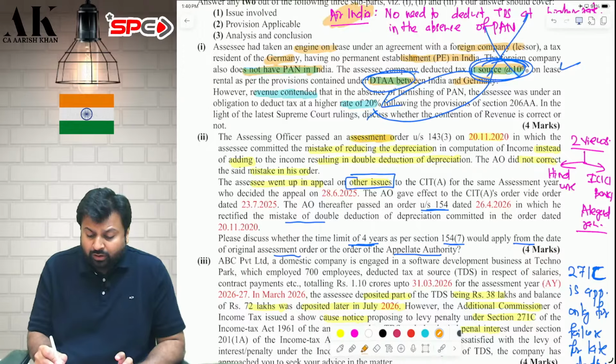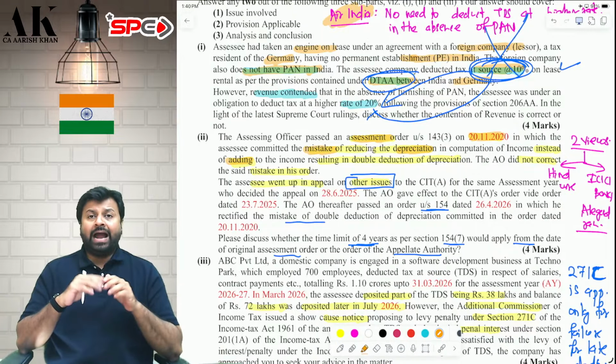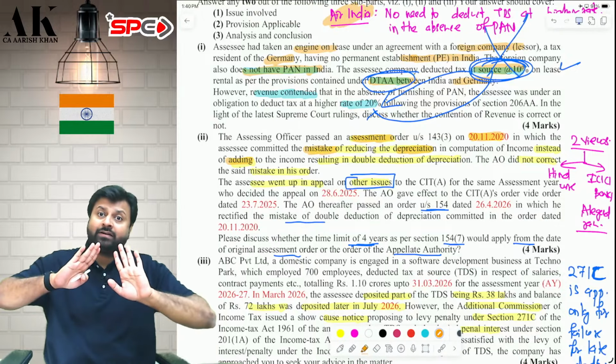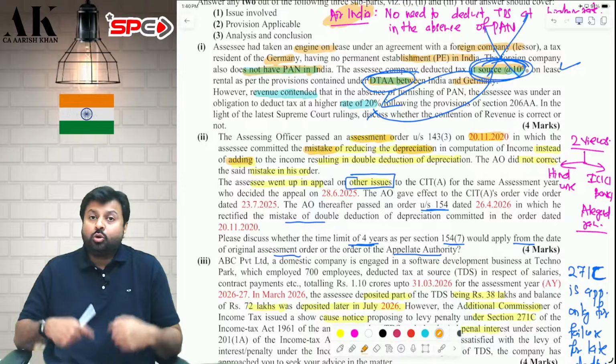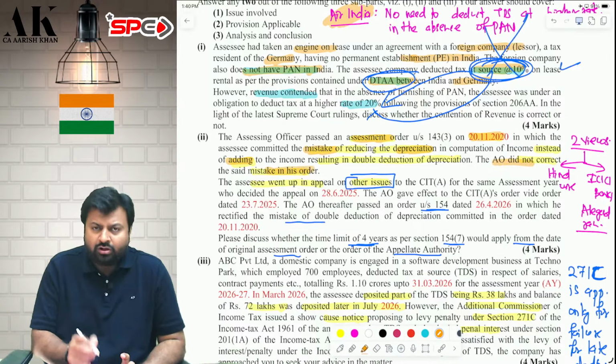The AO passed an order on 20th of Jan, in which the assessee has made a mistake of reducing depreciation instead of adding. So instead of adding depreciation of 10 lakh, the assessee has claimed depreciation of 10 lakh. It means they have claimed double deduction. They have claimed a benefit of 20 lakhs. So who has done this? AO has not done this. Assessee has done this. Now AO did not correct this mistake. AO did not find this in the order.